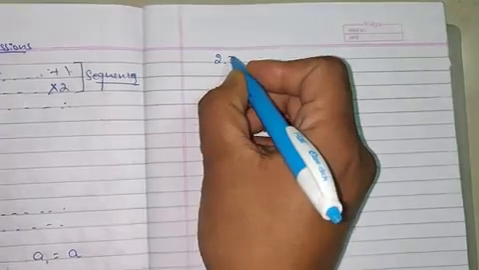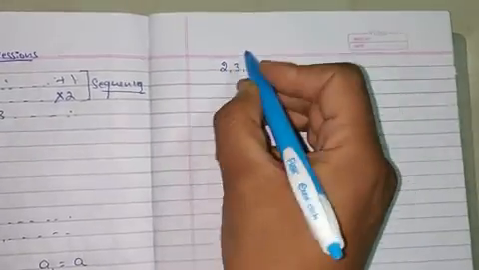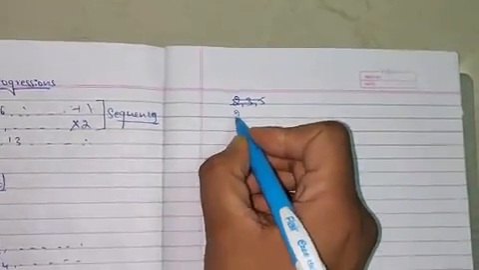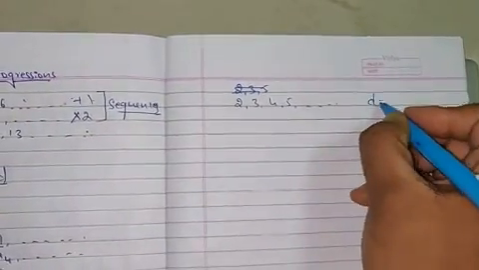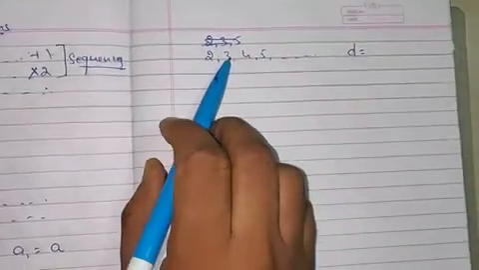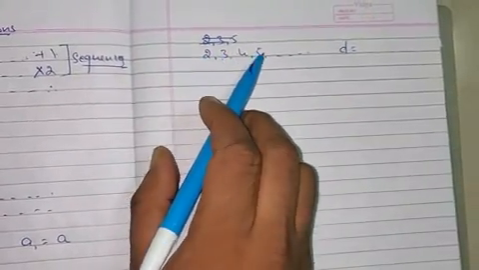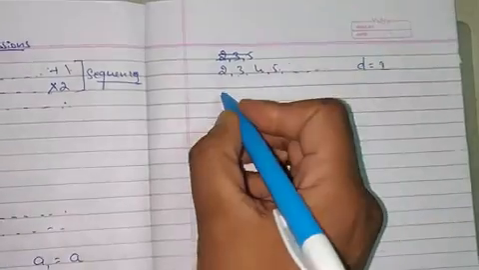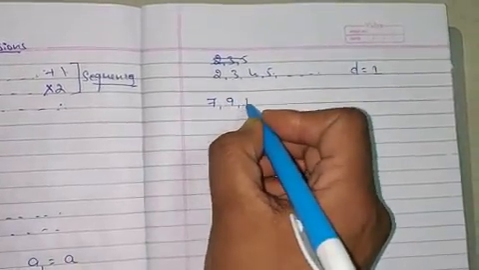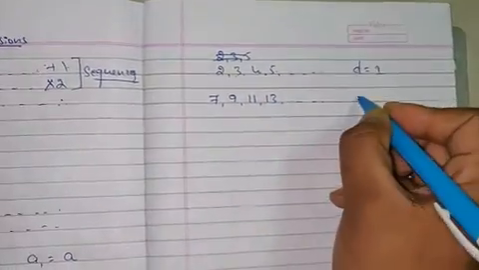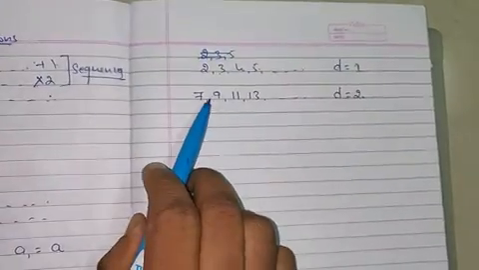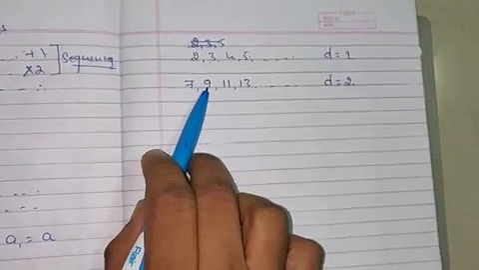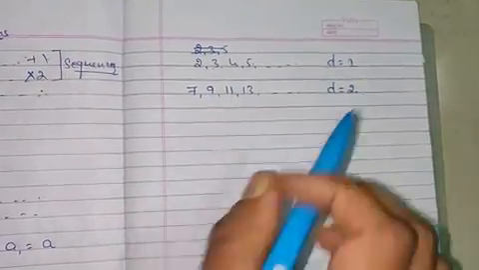Let us consider a few more examples. For example, 2, 3, 4, 5 and so on. What is the common difference here? Definitely it is 3 minus 2, 1, 4 minus 3, 1, 5 minus 4, 1. What is the common difference here? It is 2. Because 9 minus 7 is 2, 11 minus 9 is 2, 13 minus 11 is 2.